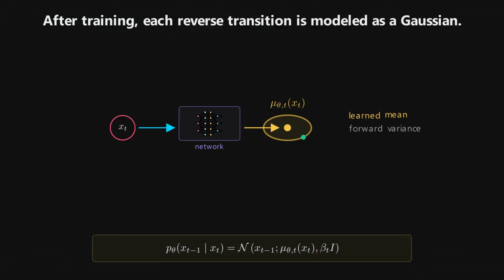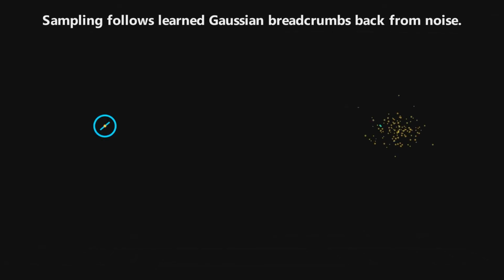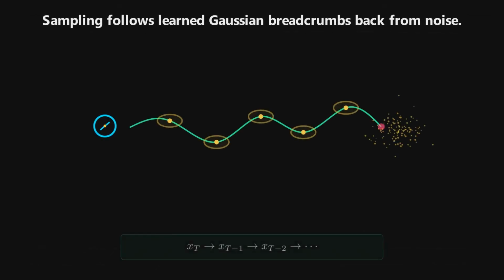During sampling, we start from pure noise. The model gives one small reverse step, then another, then another. Each step is like a learned breadcrumb. After many such steps, the noisy cloud moves back toward a structured data region. Again, this is not an exact physical rewind of one original image. It is a learned probabilistic path from noise toward high probability data.